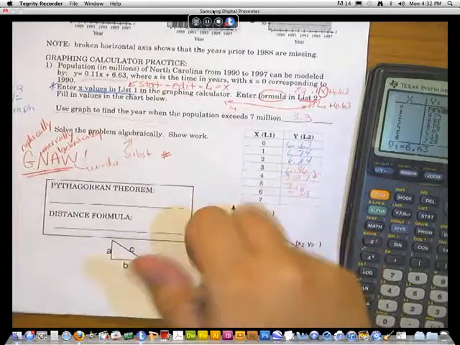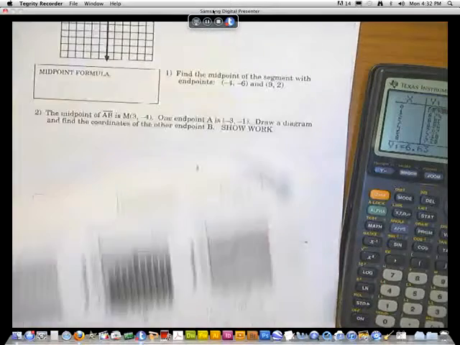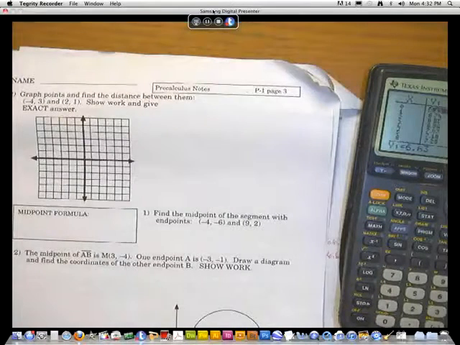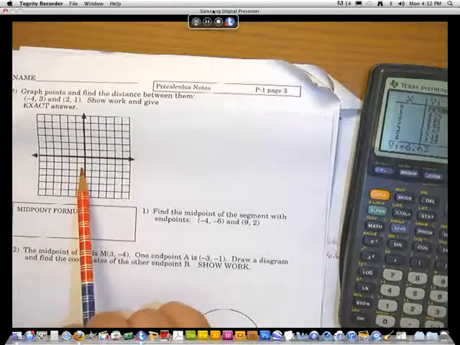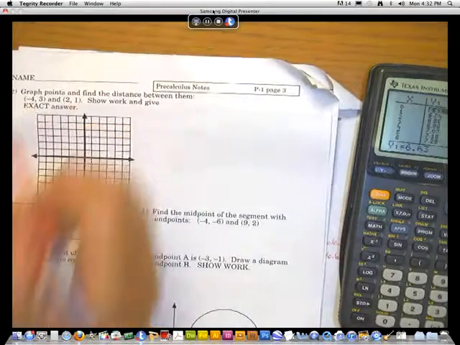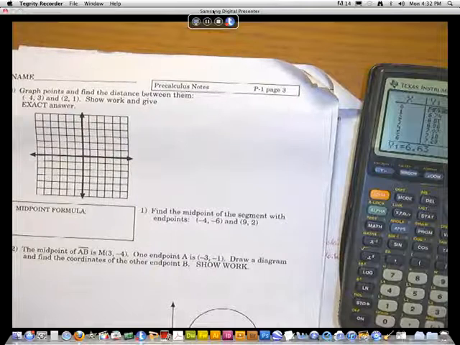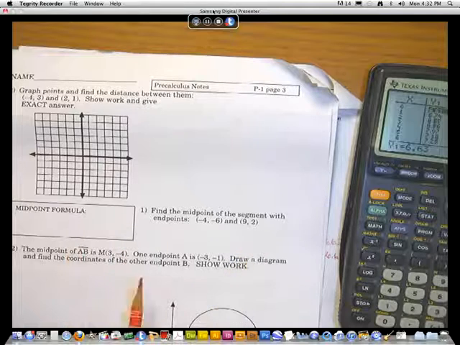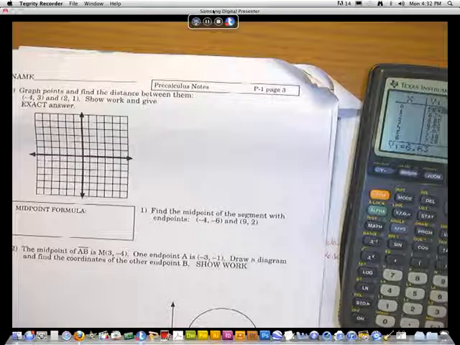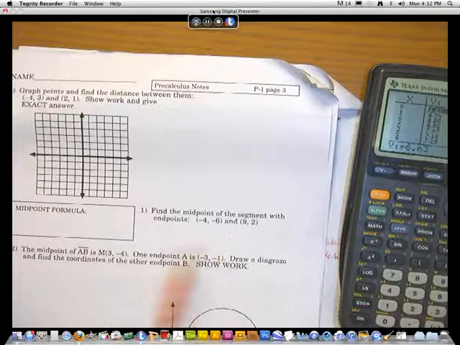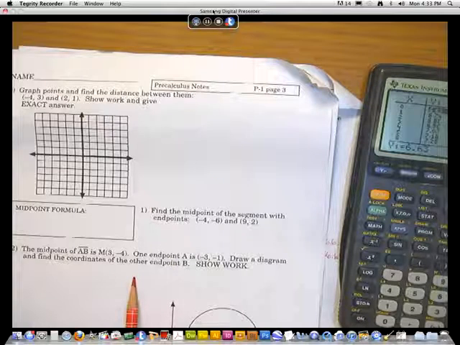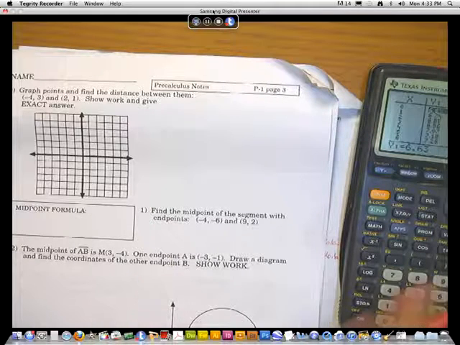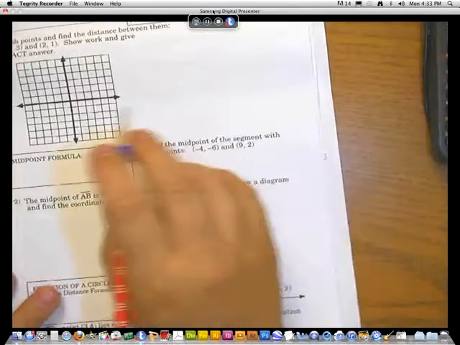Alright, you should have been able to fill in the Pythagorean theorem and the distance formula from page 5. Graphing the points to find the distance, find the exact answer. Exact means in square roots, not rounded decimals. Your midpoint formula and being able to use your midpoint is on page 7. You should be able to do the first example on the midpoint. This second one, however, on the midpoint, you might need a little bit of guidance with. So let's go over that one.